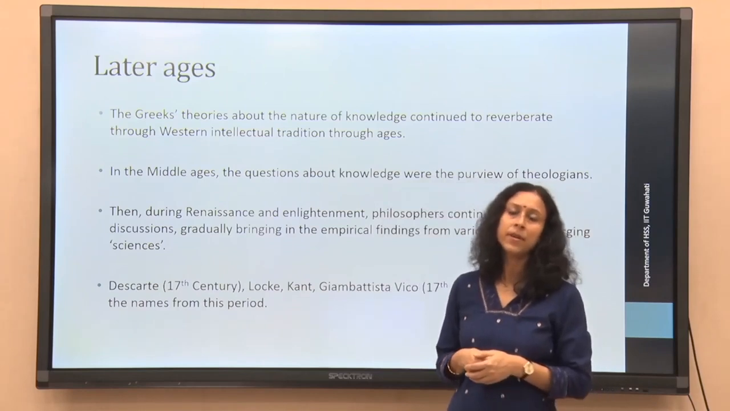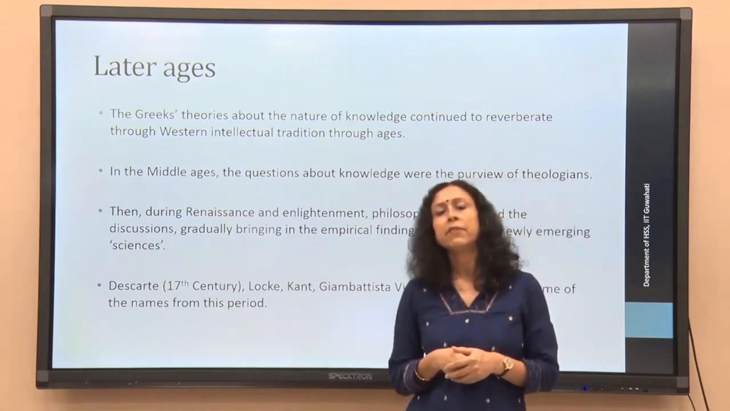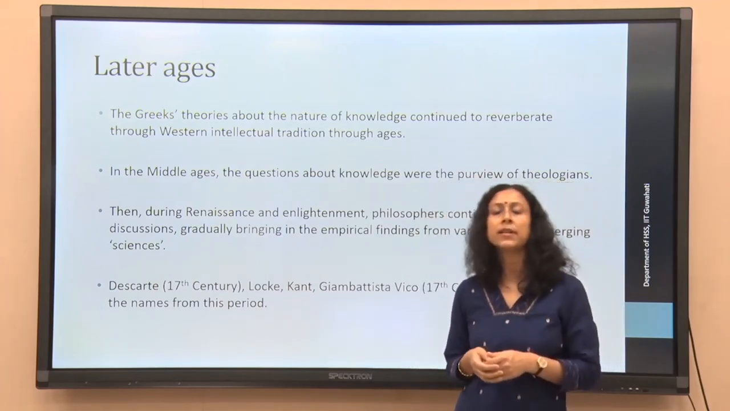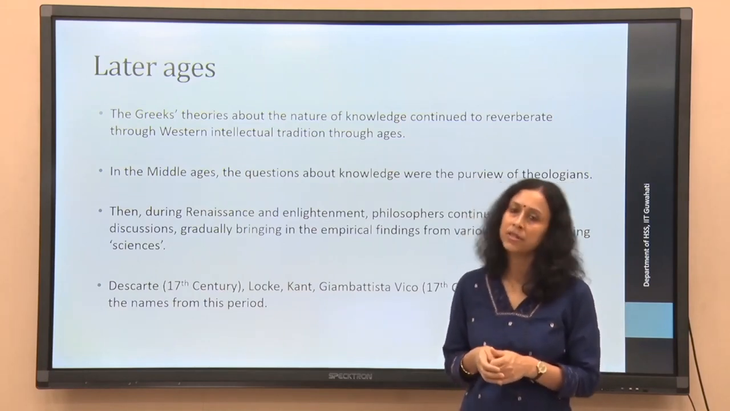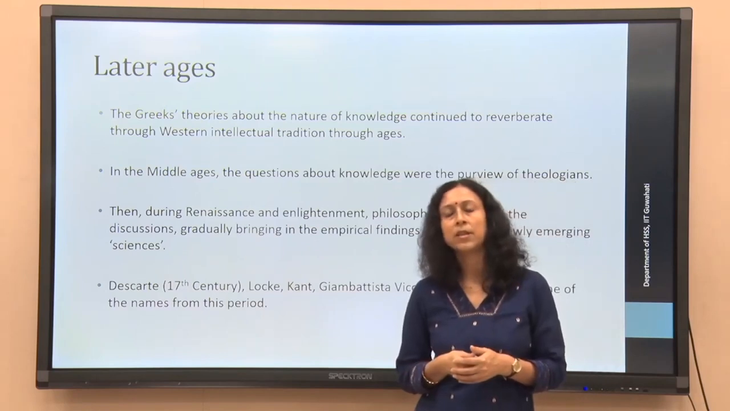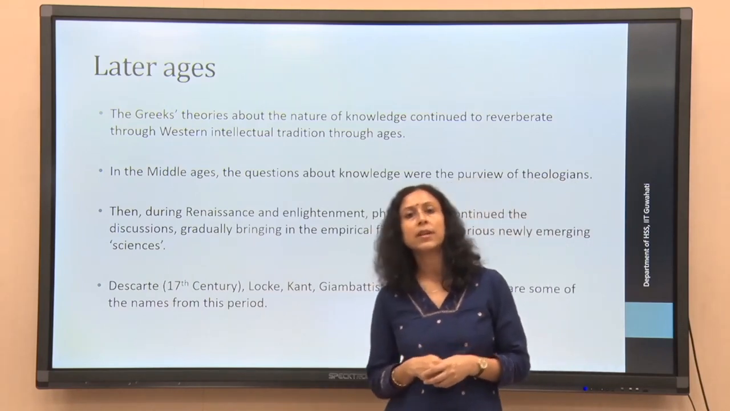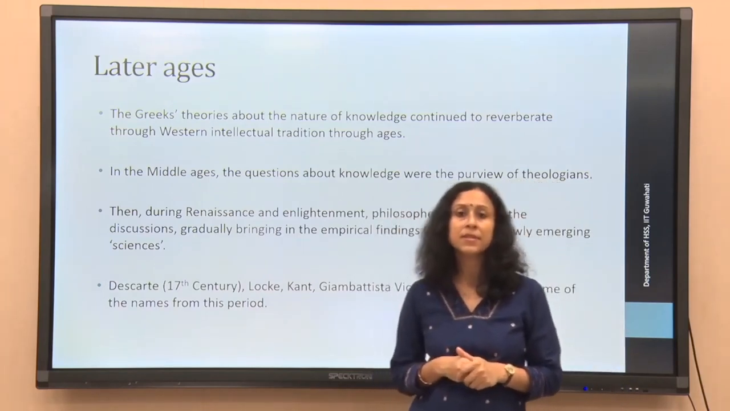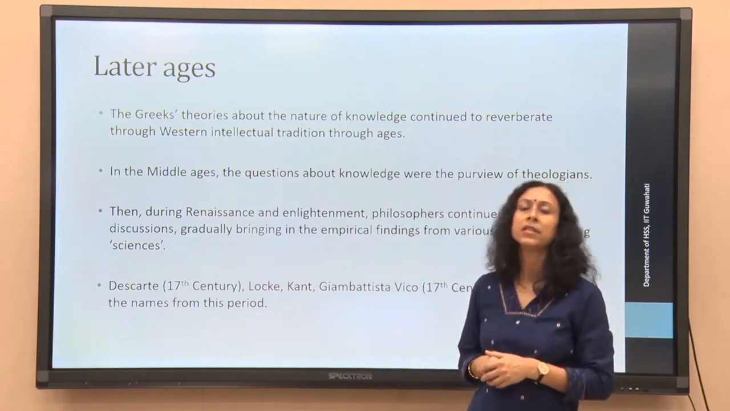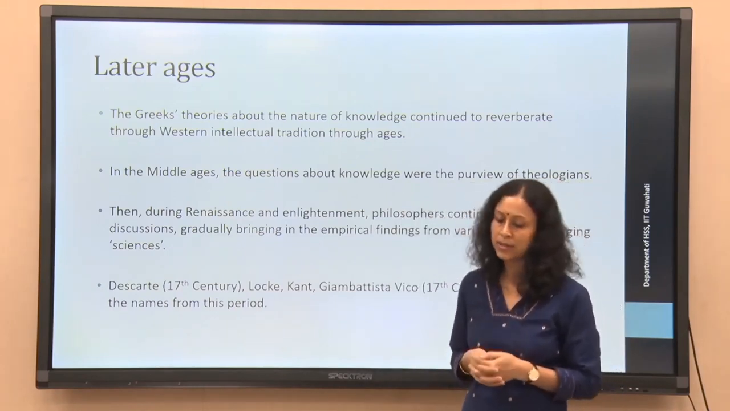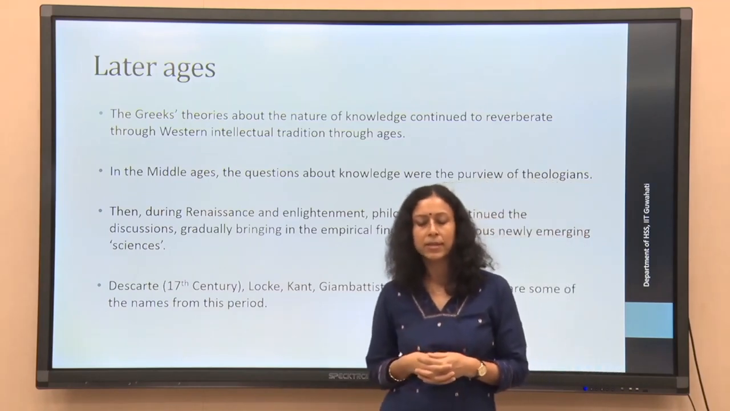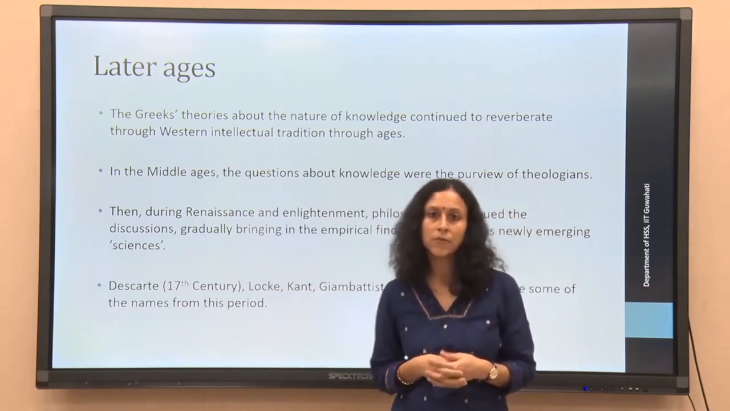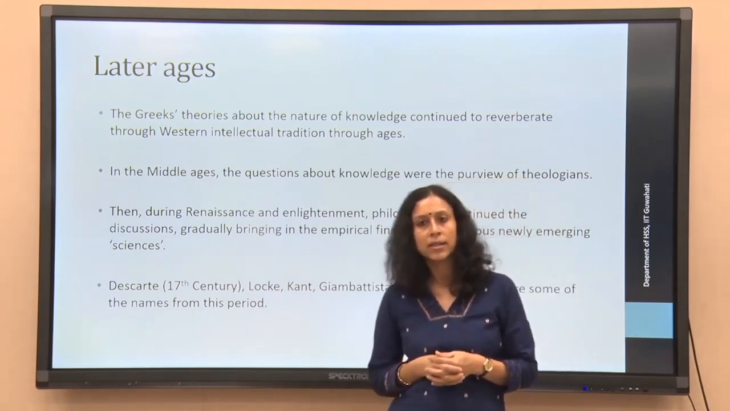During the Renaissance, during the Enlightenment period in the Western world, there were many new disciplines, many new sciences as they were called, that came into being, which depended on empirical findings, which depended on data from inquiries. And those inquiries, those data, those empirical evidence were also included in this particular discipline. Some of the names that are very significant, relevant even today, we still look at their findings, we still look at their theoretical standpoint. Some of them are Descartes, René Descartes and Jean Baptiste Vico, who did not of course agree with each other, and then you have Locke, Kant and so on.